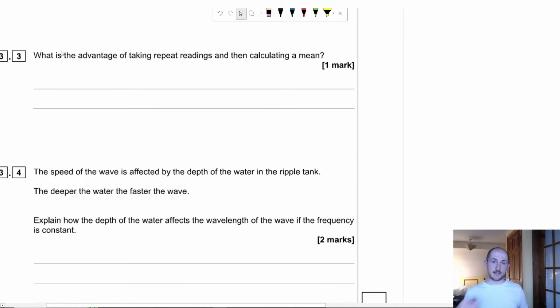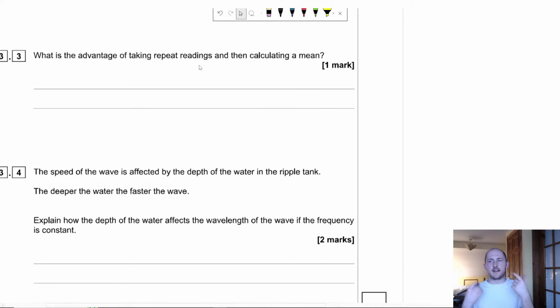Part 3, this is testing your experimental knowledge. What is the advantage of taking repeat readings and then calculating a mean? And this is really important. If any of you want to do any science at A level or in the future, in university or in a job, every single human being on the planet that does science takes repeat readings. And there's basically 2 reasons for this.